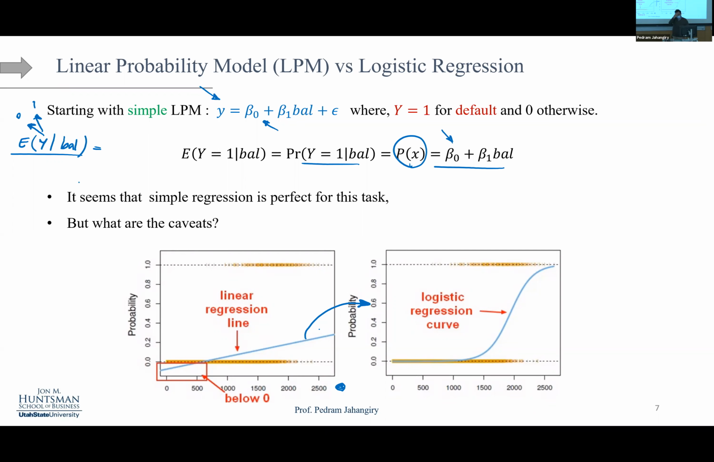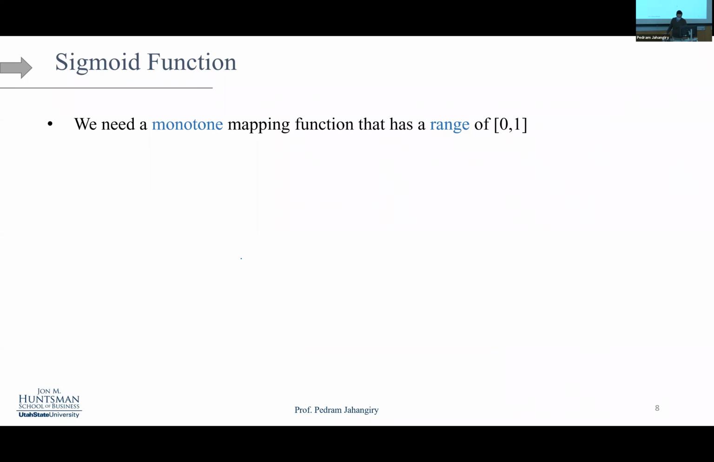So now let's think about what mapping or transformation is doing the job. There are multiple transformation functions out there, like the CDF. Do you remember, if you want to plot the CDF of the normal distribution, how does it look? This is the CDF of the normal distribution. Or another transformation is the one that logistic regression uses. It's called the sigmoid function. So now let's talk about the sigmoid function. As I said earlier, we need a monotone mapping function whose range is between 0 and 1.